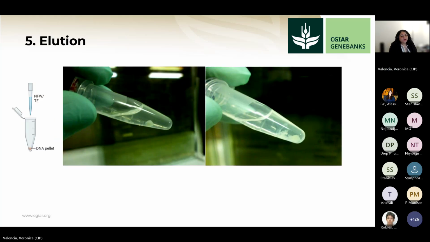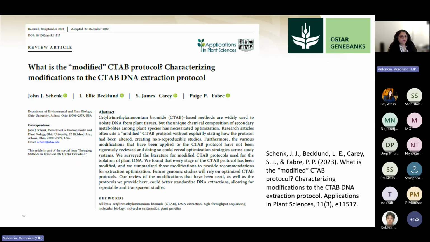So we have our DNA pellet. This is a part of the elution, and we add our Tris-EDTA. And you can see here the pellet. We add this water or TE, and you can see how it starts resuspending, right? So that would be all for how we do the DNA extraction here at SIP.